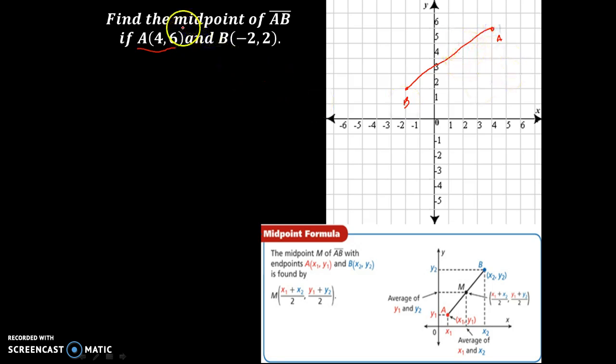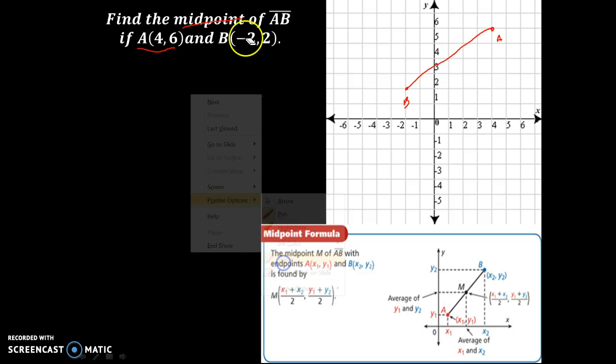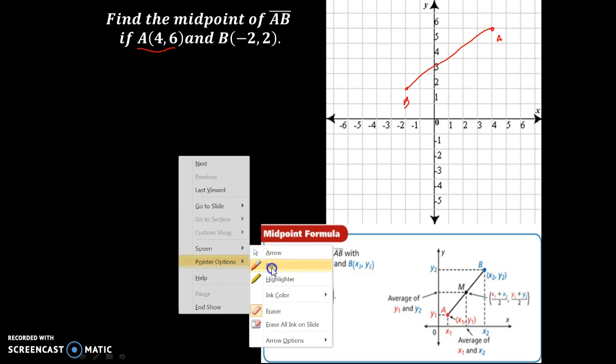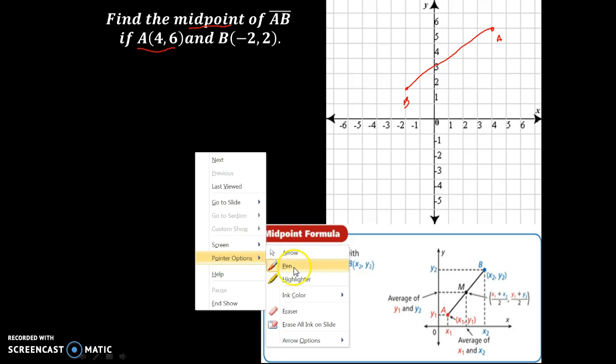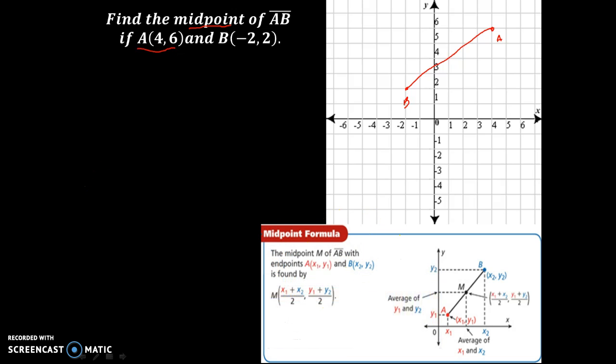So the question is, what is the midpoint? Which means, what is the point that is exactly halfway between A and B? So we're asking about what are the coordinates. So what we want to do is use the midpoint formula. So basically, a midpoint is going to be a point as well. So you need to have an x-coordinate, then you need to have a y-coordinate.